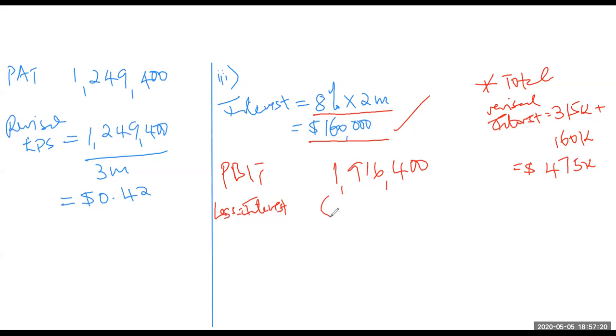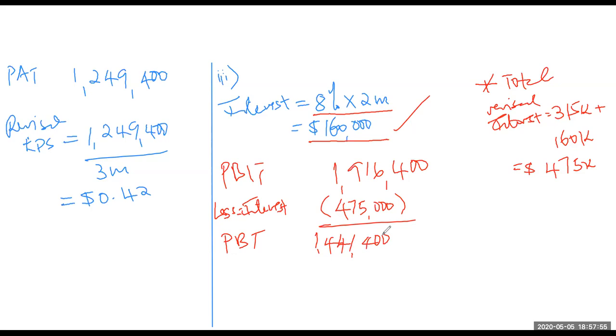Okay, so we come here. We subtract 175,000. And get a profit before tax of how much? Not just from her, even the rest of the class, don't forget, you can contribute. So you get profit before tax of how much? 1,441,400. Okay?